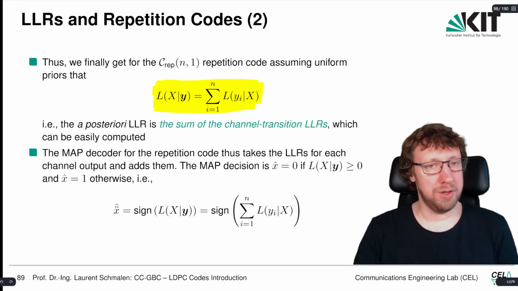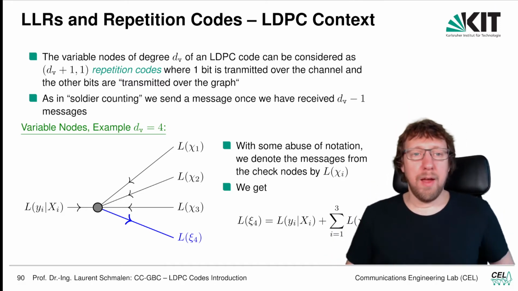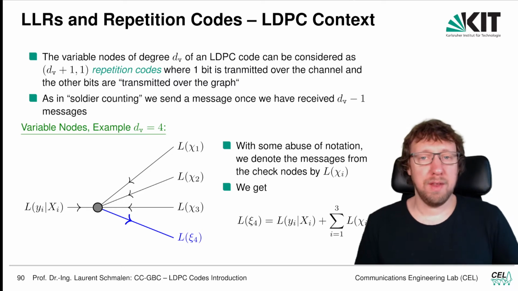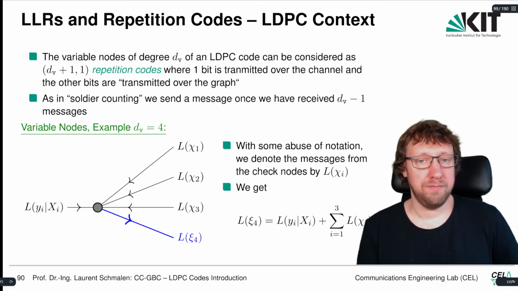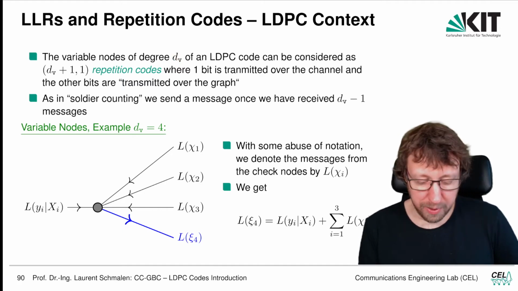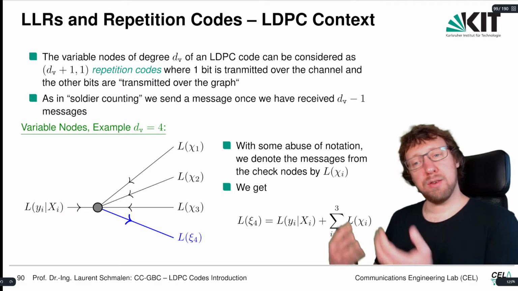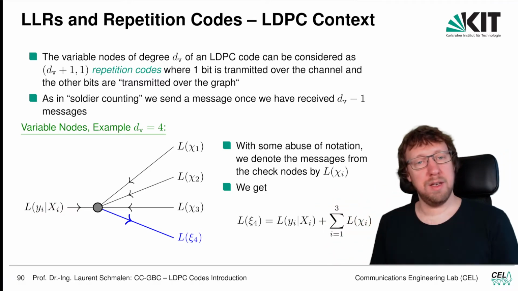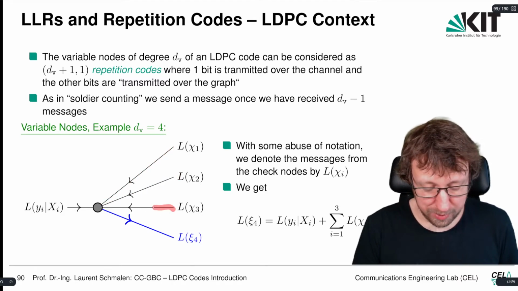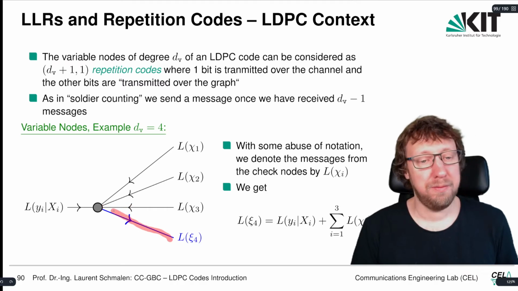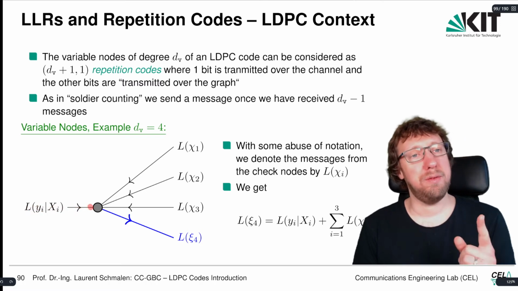So that's the repetition code. So what is the connection to LDPC codes now? If we look closely, a variable node of degree dv is essentially a repetition code. So one bit of this repetition code is transmitted over the channel, and the other bits of the repetition code are transmitted over the graph. So we get information about this bit from multiple sources that come in the graph. And we get one bit of information from the channel.